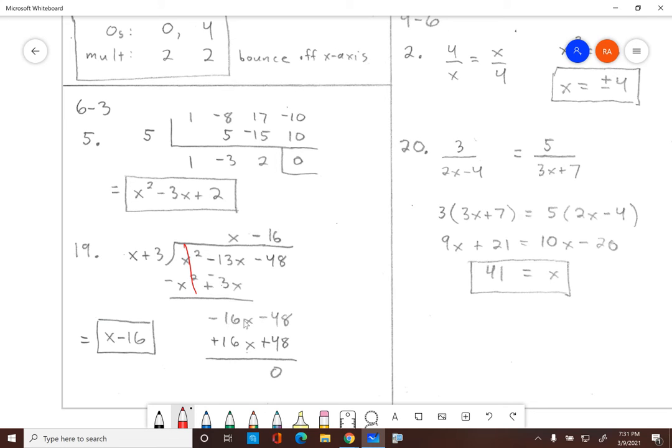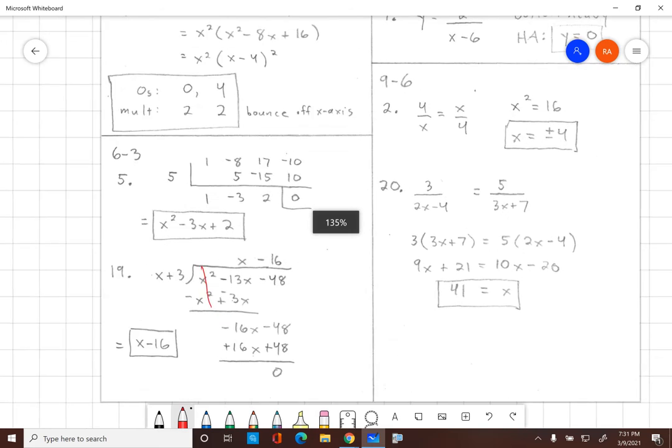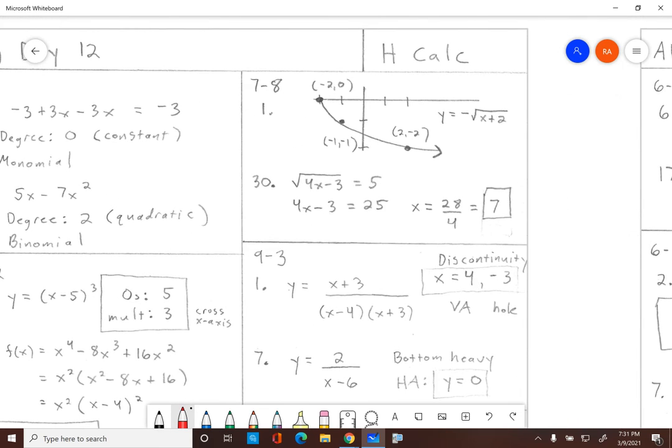And then divide: minus 16x divided by x is minus 16. That's divide, and then multiply negative 16 times x plus 3. That's minus 16x minus 48. And then subtract, so change the sign on all the terms. So this would be plus 16x plus 48. So that has a remainder of 0. So this divided by x plus 3 is equal to x minus 16. There's a synthetic division and a long division example.